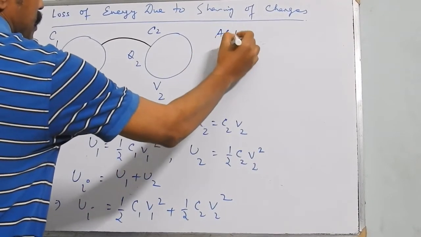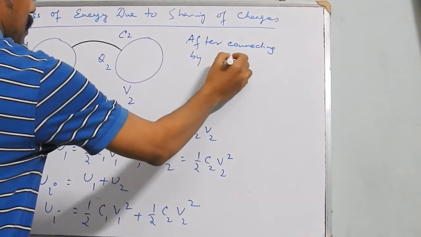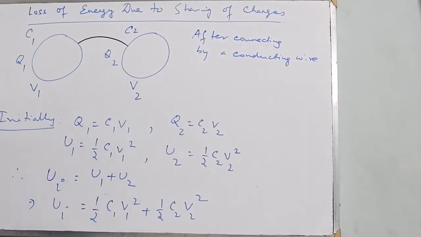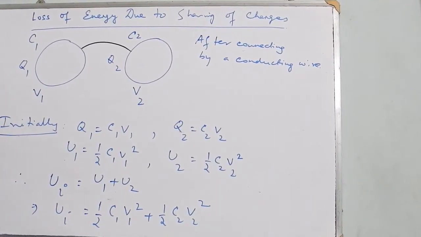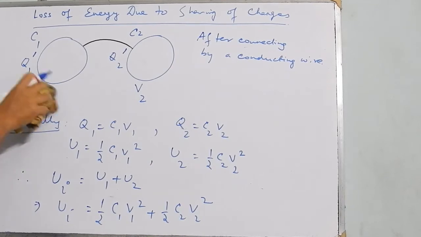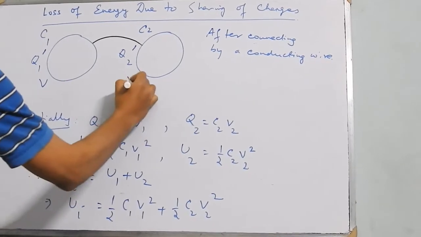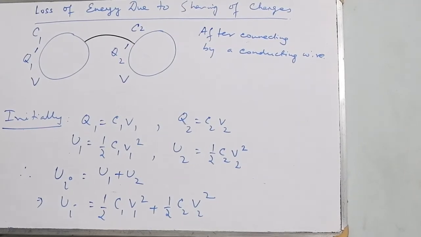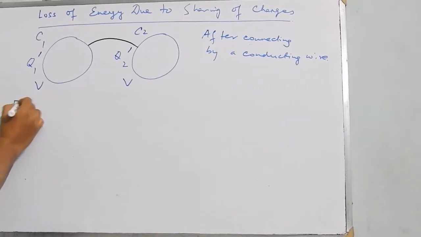So after connecting by a conducting wire, the charges that appear are, suppose, Q1 dash and Q2 dash, and they will acquire a common potential. Both will achieve a common potential, suppose V. So now the situation will become what we call the final situation.